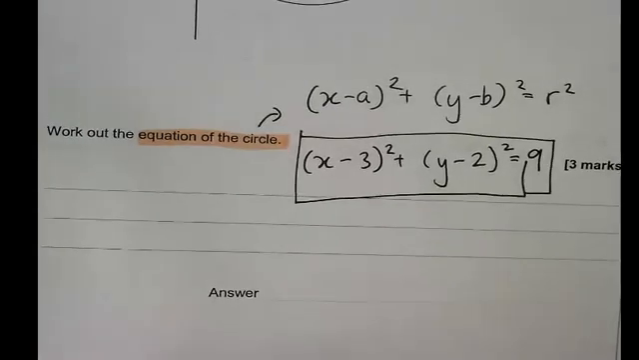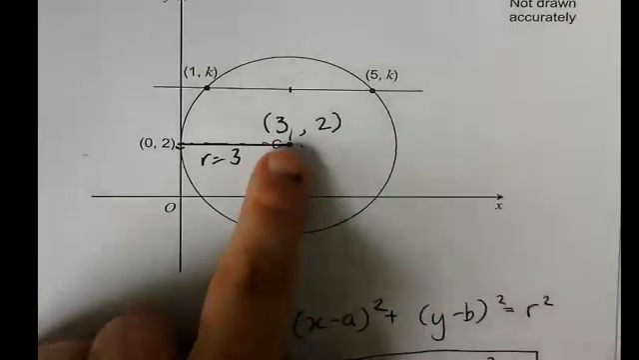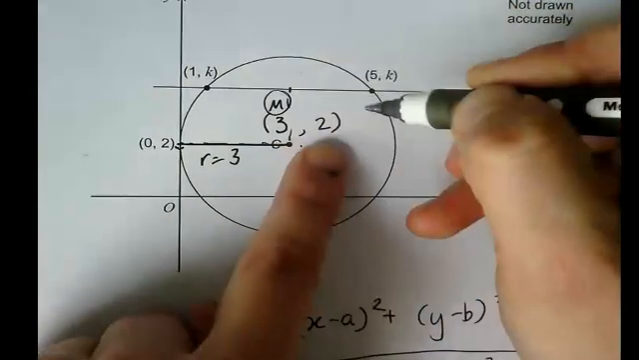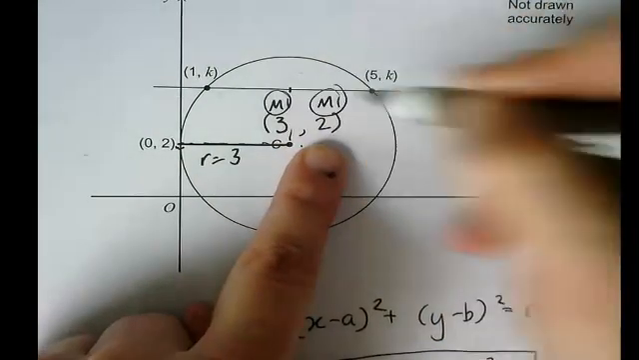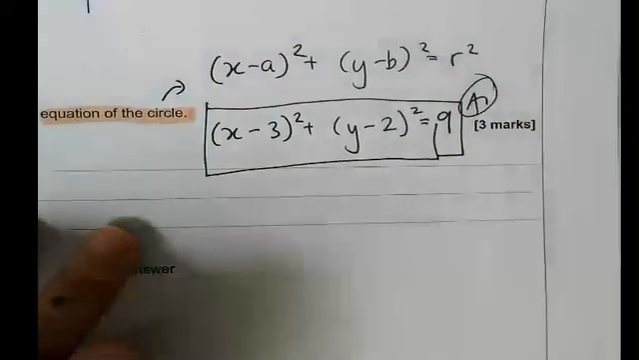You would get 1 mark if you had the x coordinate of 3, 1 mark for the y coordinate of 2, and then full marks for this as your final answer.